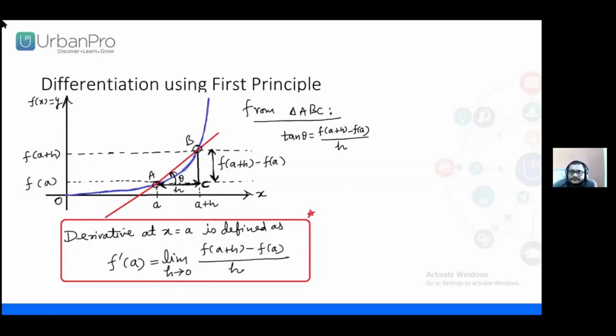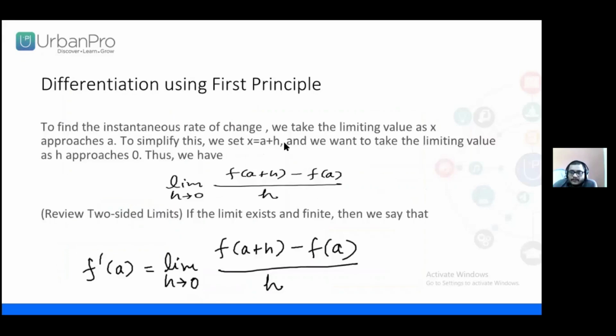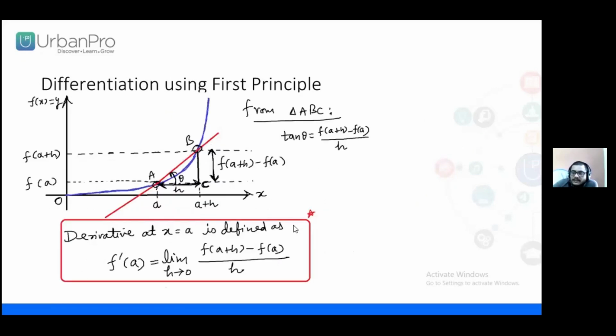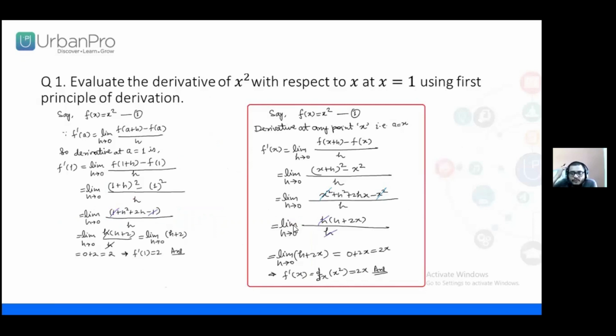So here we have to find the differentiation using first principle. We have applied this formula as we discussed earlier. Now, this is the question: evaluate the derivative of x square with respect to x at x equal to 1 using the first principle of derivation.